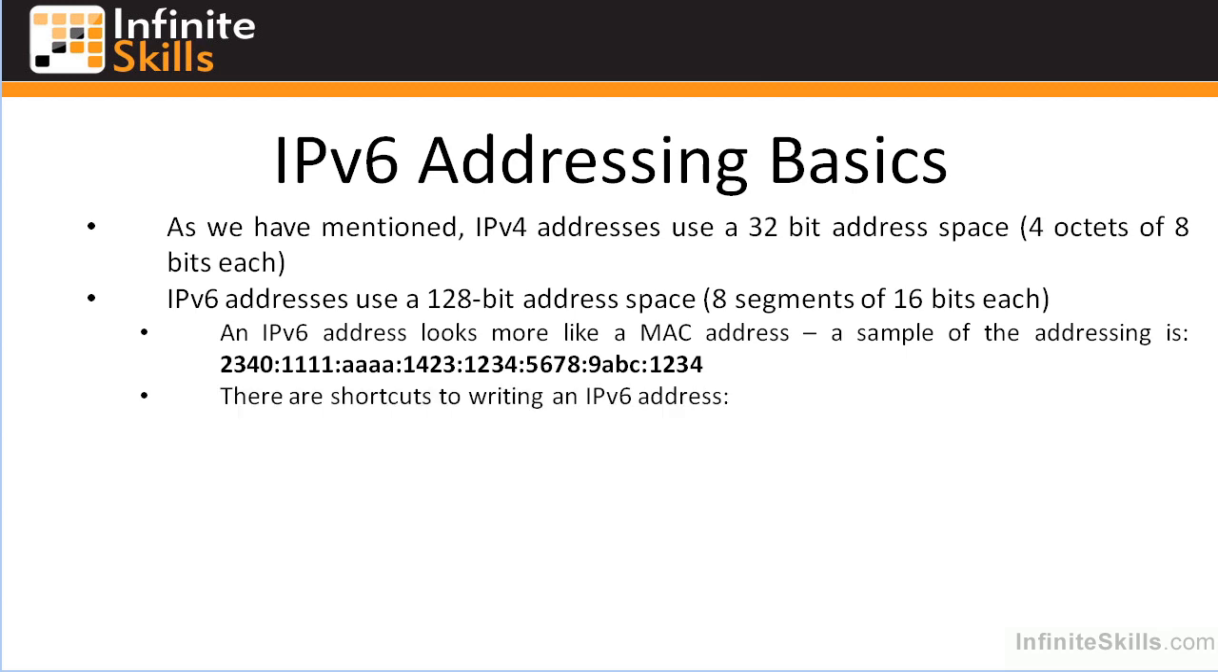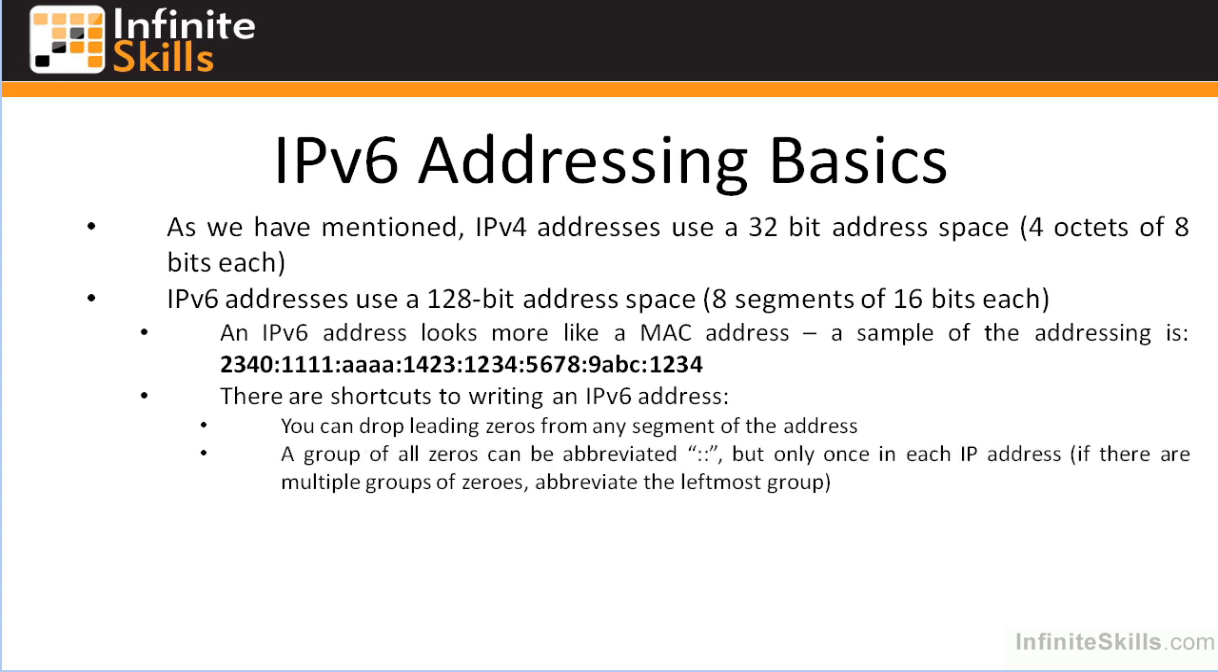Well, luckily, there are some shortcuts to writing an IPv6 address. There are 2 shortcuts to be specific. Number 1, you can drop leading zeros from any segment of the IPv6 address. And number 2, a group of all zeros can be abbreviated with a double colon, but only once in each IP address. If there are multiple groups of zeros that are separated by numbers, you should abbreviate the leftmost group.